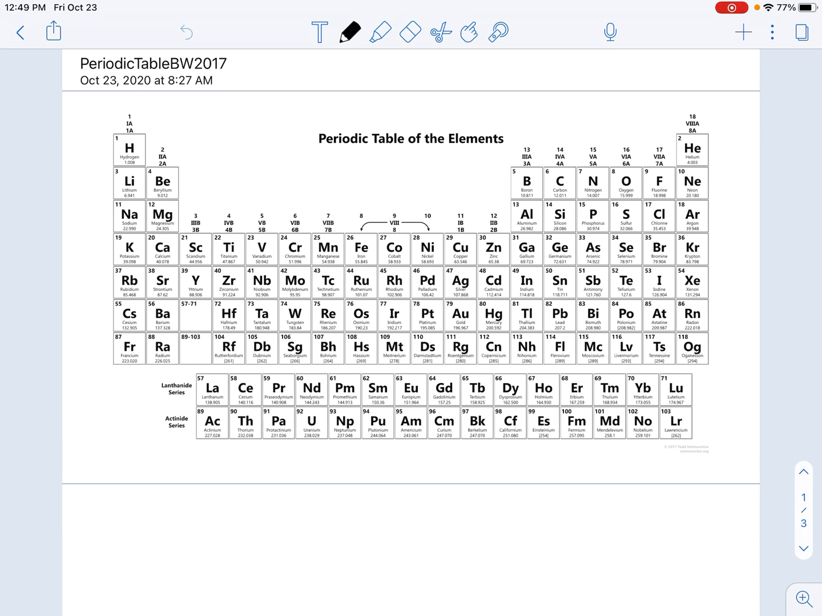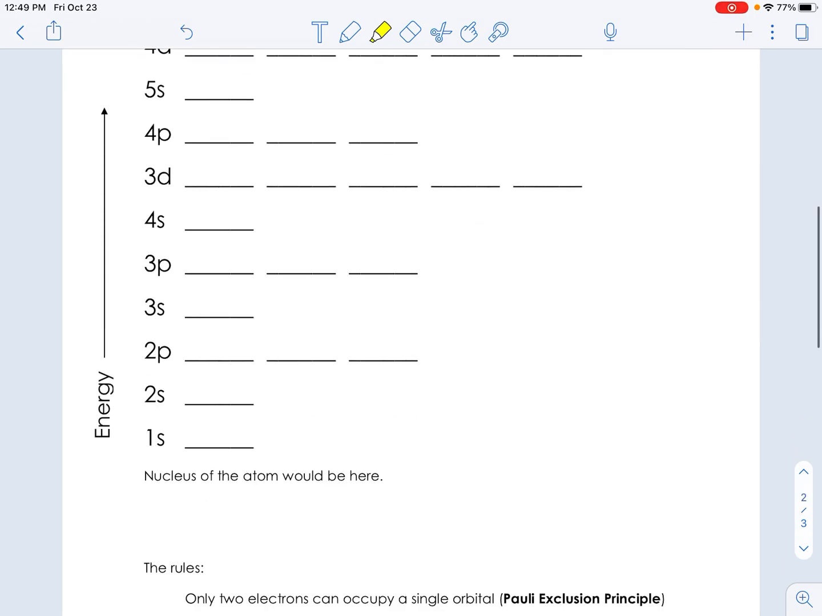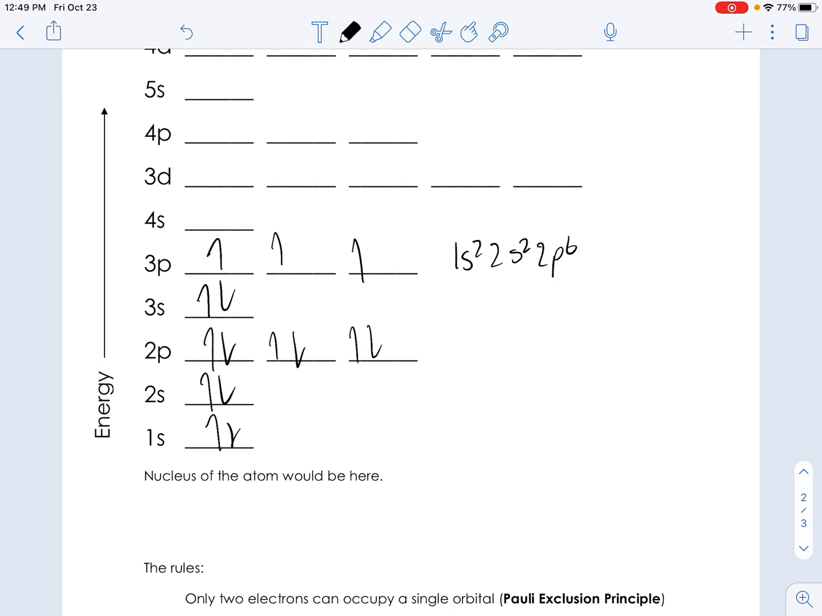Phosphorus is right here. It has 15 electrons, and if I was going to write the configuration, I would use this configuration chart, and I would have to get 15 different lines on there to write the configuration. And then this is just the work, of course. The configuration is 1s2, 2s2, 2p6, 3s2, 3p3. So there's the configuration for phosphorus with 15 electrons.